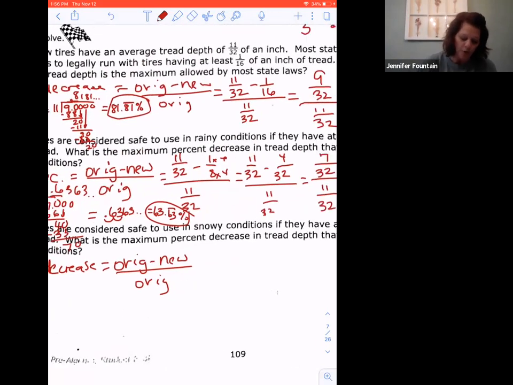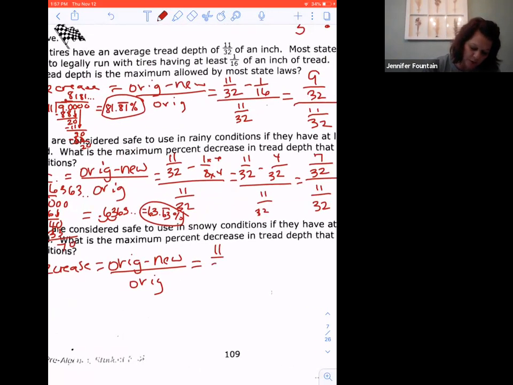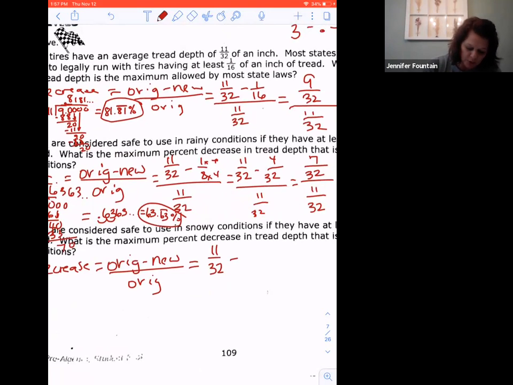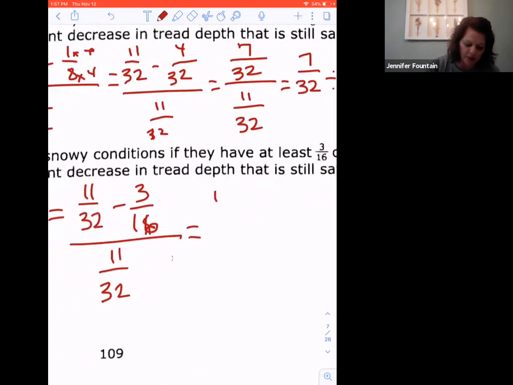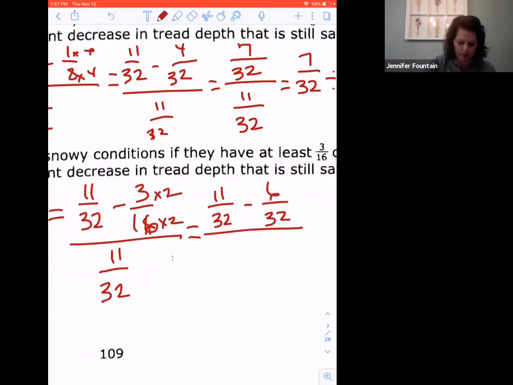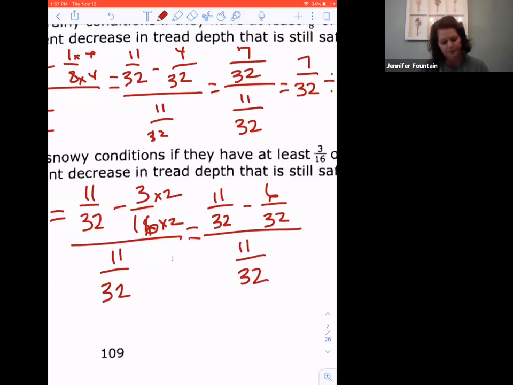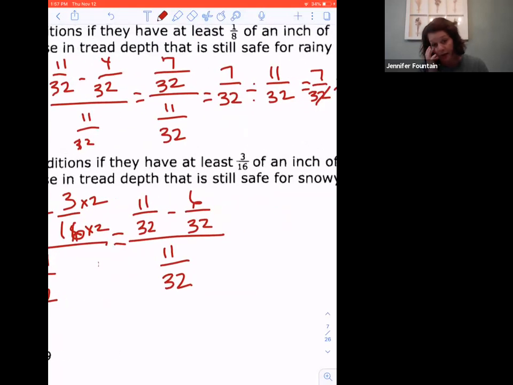So original minus new over original. My original amount was 11 over 32. My new amount was 3 over 16. My original in my denominator is 11 over 32. We've already looked at this and we have seen that we can use a common denominator of 32. 16 times 2 is 32, so 3 times 2 is 6 over 11 over 32. Now I'm going to subtract 11 over 32 minus 6 over 32, and 11 minus 6 is 5 over 32 divided by 11 over 32.